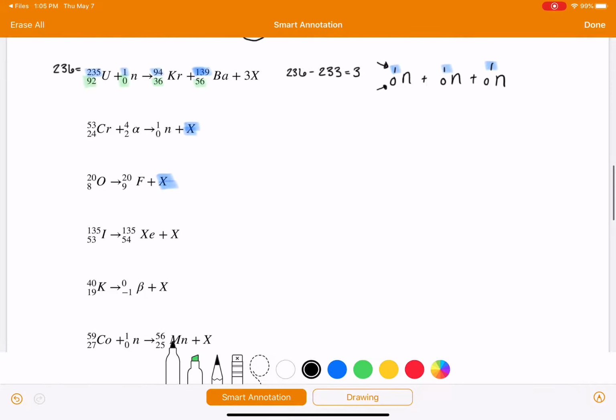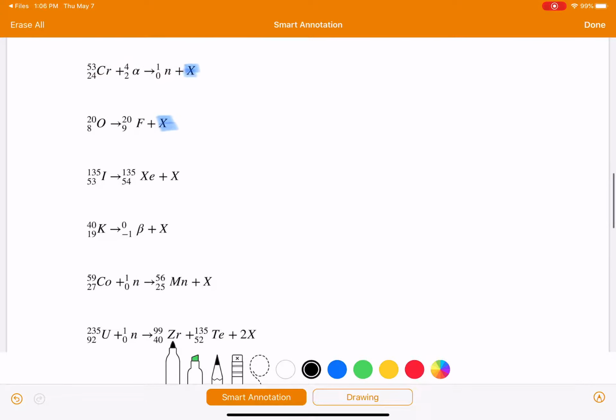So I hope you're getting the hang of it. Let's go maybe a little bit faster through the next one. Over here, our mass number is a total of 57, and our atomic number is a total of 26. So that means that this particle, 1 plus whatever, needs to be 57. So that means that our X needs to have a mass number of 56.